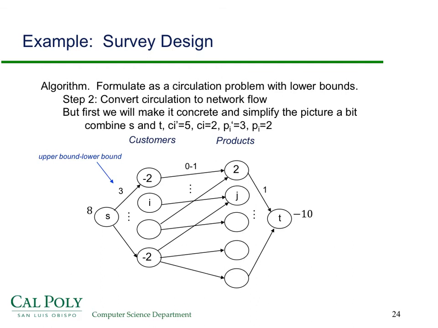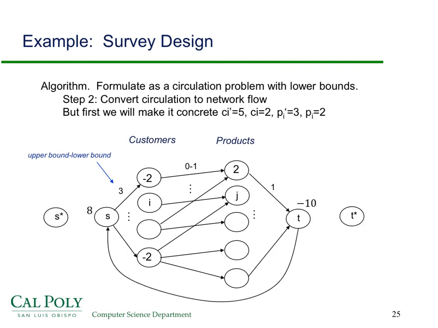So we've got 10 units of demand here, so that means for circulation we'll have 10 units of supply here, and over here we've got 8 units of supply, and so we're going to have 8 units of demand here. So now I want to convert this circulation to a network flow, and again we'll go with the concrete numbers.